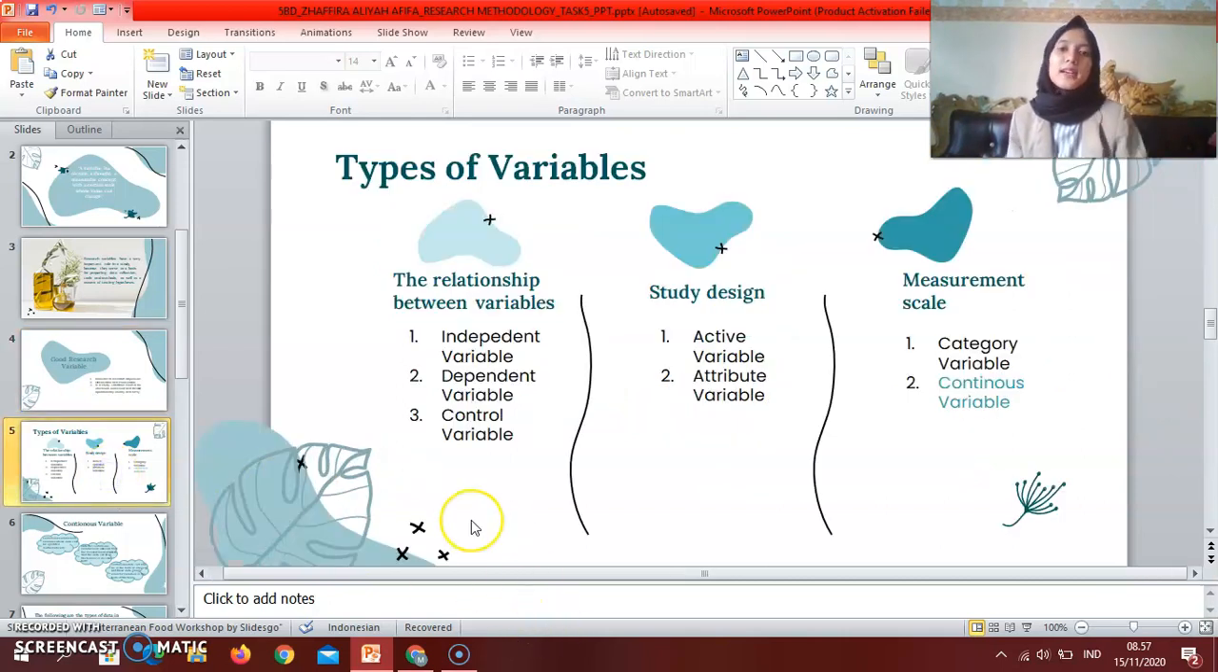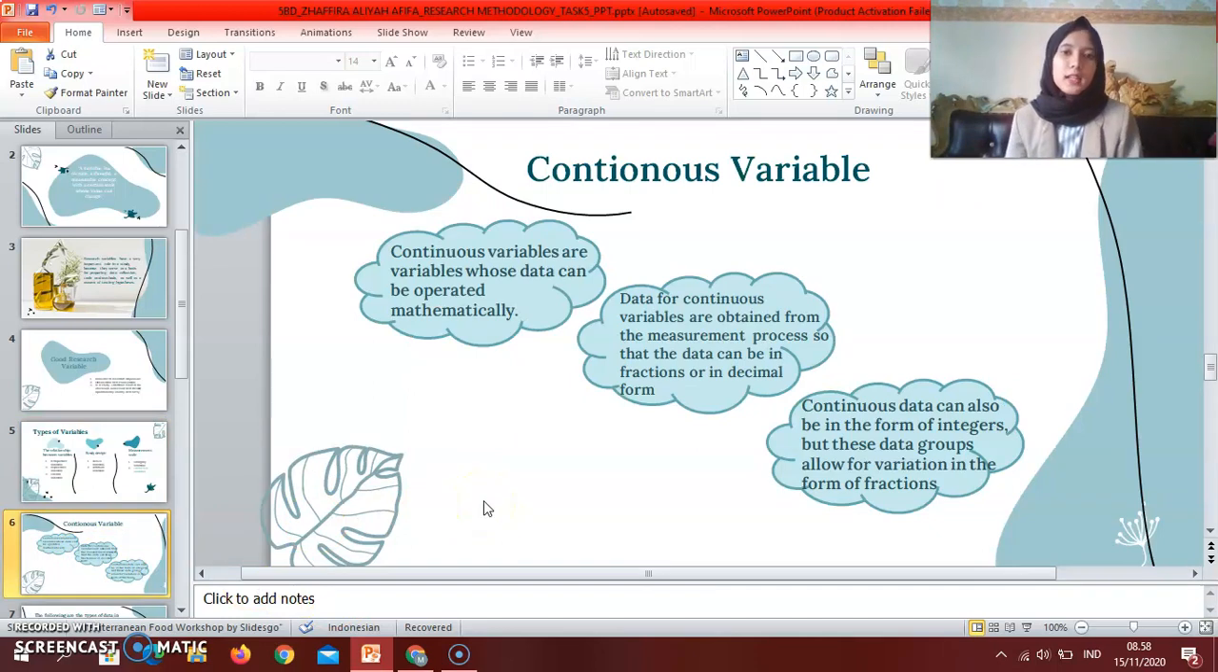And there are several types of variables based on the relationship between variables, based on study design, and based on measurement scale. Based on measurement scale, there are continuous variables, variables whose data can be operated mathematically, that can be in the form of fractions or in decimal form, and the data can be in the form of integers.